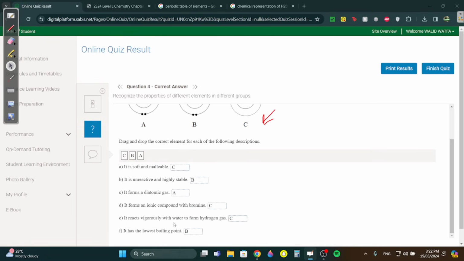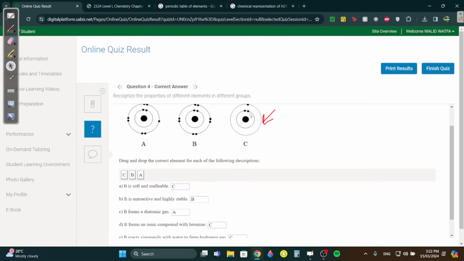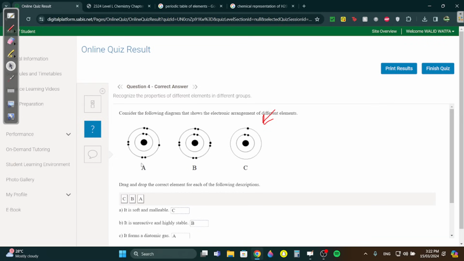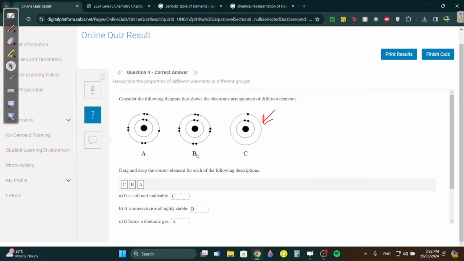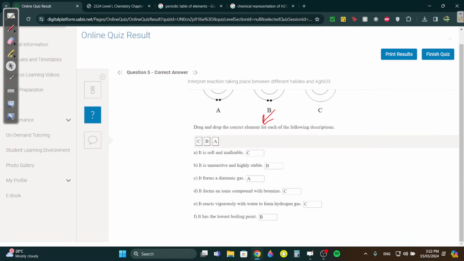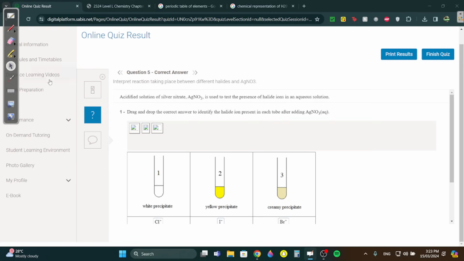It reacts vigorously with water to form hydrogen gas. Which ones here react vigorously? Halogens don't react vigorously. Noble gases don't react at all. But we know that alkali metals react with water from the previous section, 7.5. Remember we said that an alkali metal plus water gets you the alkali hydroxide plus hydrogen gas. F, it has the lowest boiling point. Obviously, noble gas, because noble gases are always gases. Okay, but they have the lowest boiling points. Question 6, or 5, I mean.